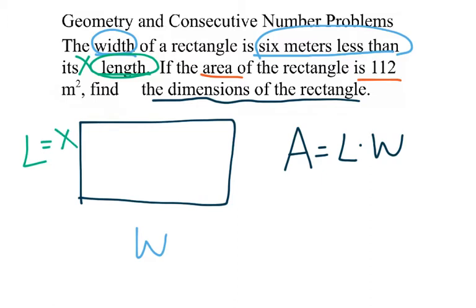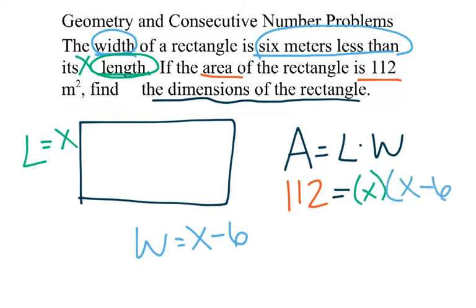Okay? And then for width, it says the width is 6 meters less than the length. We already said the length was x, and 6 meters less is going to be x minus 6. Okay, so now we actually have enough information. So the area is 112. The length is x, and the width is x minus 6. So this is actually going to be a quadratic.